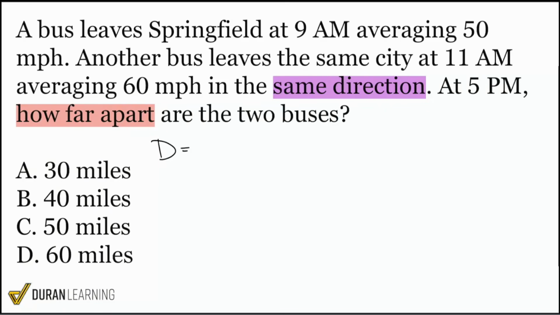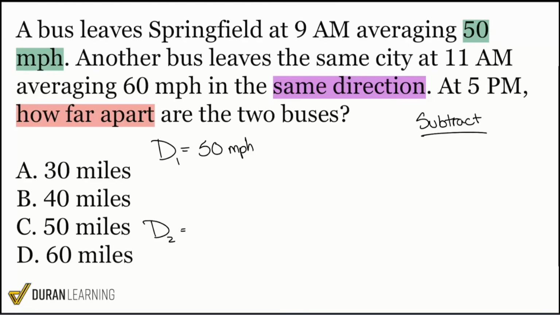What I will do, though, is calculate the individual distances and then subtract those distances at the end. So here we go. We'll say the distance for bus 1 and the distance for bus 2. And then at the end, we will subtract those distances. So the rate that we have here for the first bus, let's highlight that here in green, 50 miles an hour. So we have the rate being 50 miles per hour.